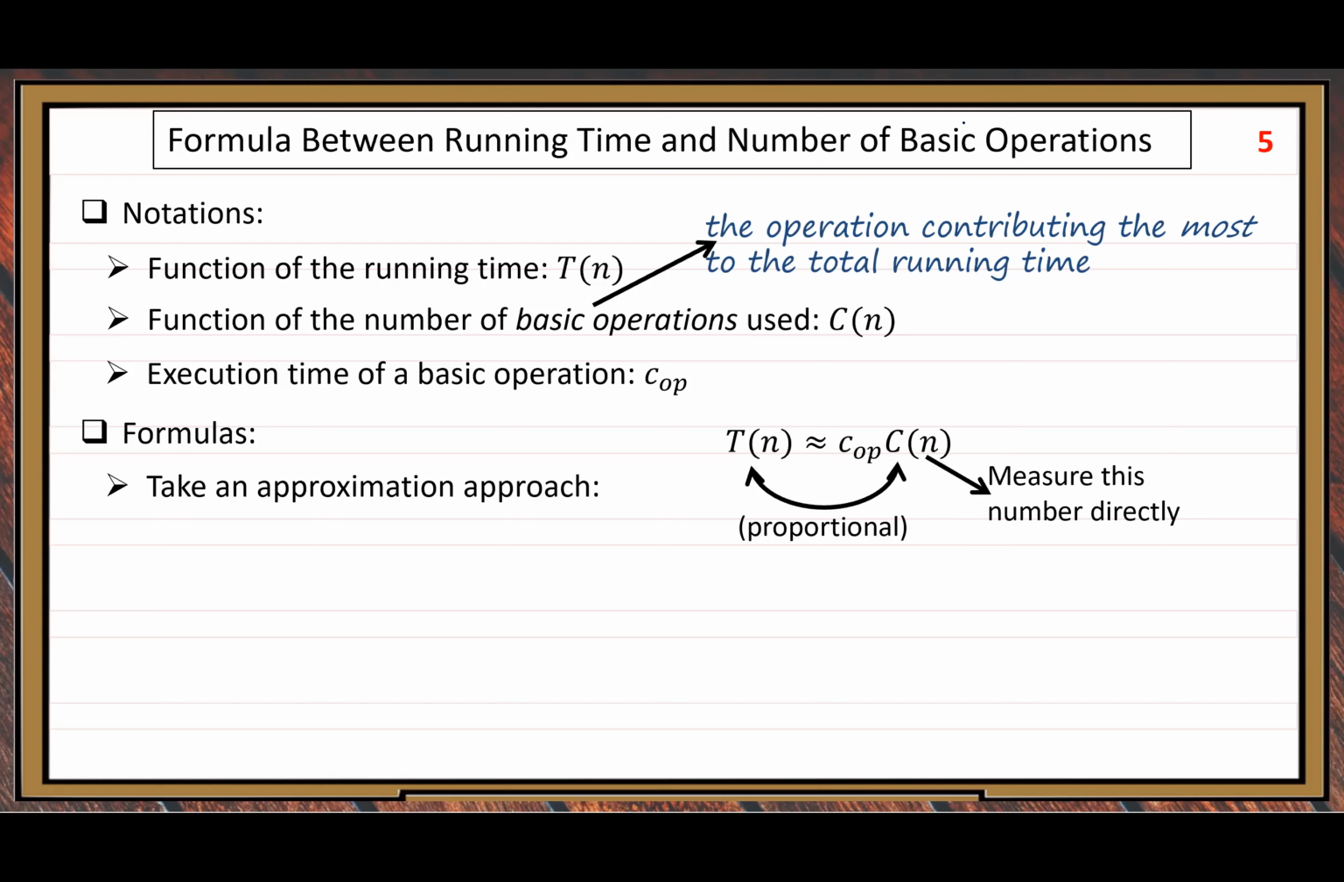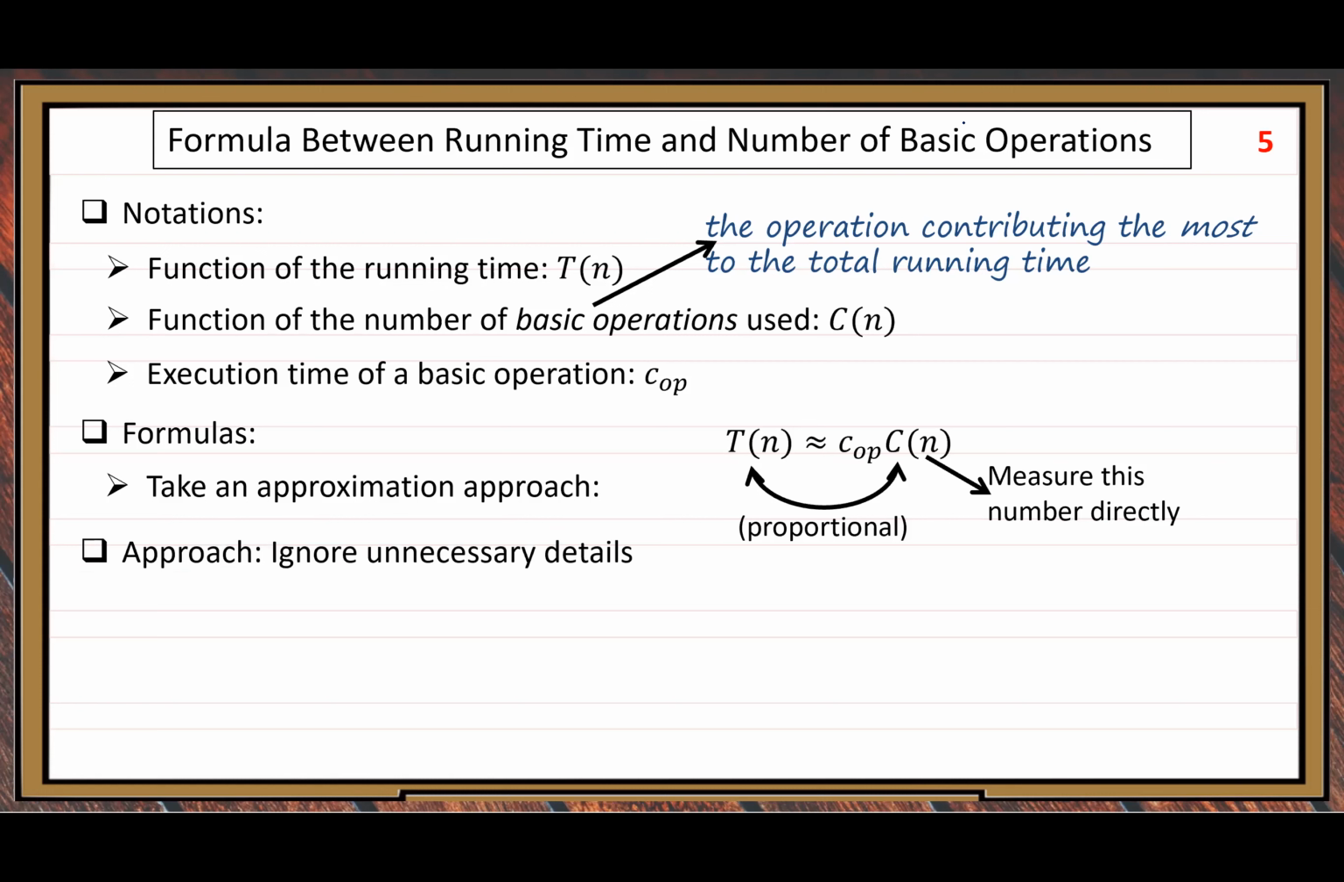We know from previous classes that if we use the C function to measure efficiency, it's more stable than the T function. The T function is different for different machines, so you have a problem. But for the C function, for different machines, you have the same C function. The number of basic operations is the same, so it's more stable.